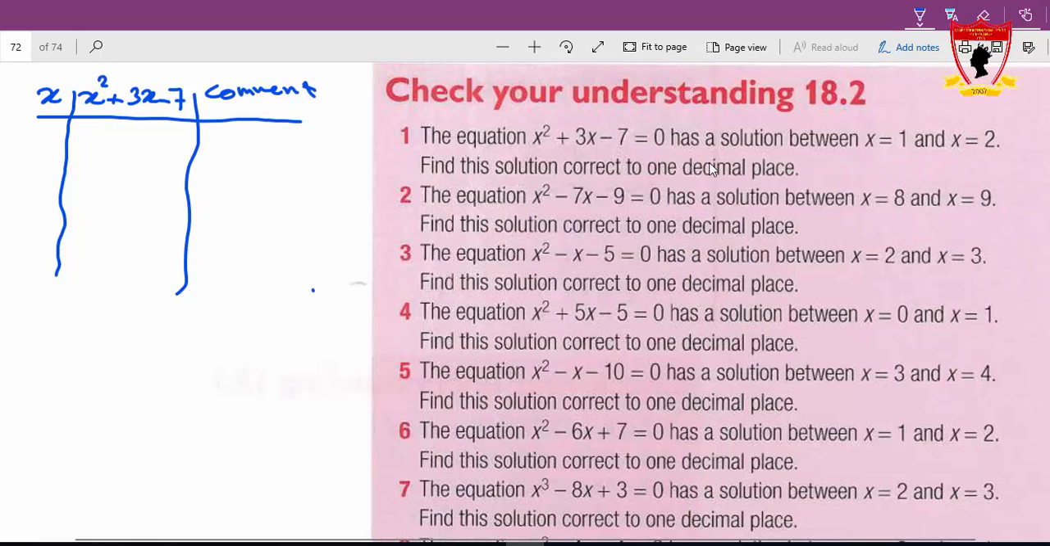The question says the equation x squared plus 3x minus 7 is equal to 0 has a solution between x equals 1 and 2. So we work on the numbers that are between 1 and 2. The x's are like this. They are between 1 and 2. So I start with 1.2.